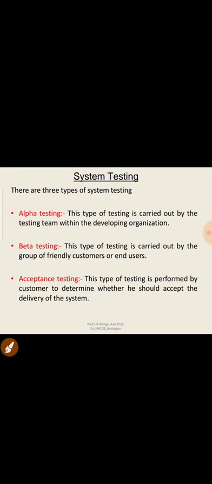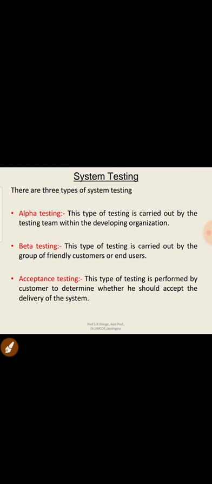Next is beta testing. This type of testing is carried out by a group of friendly customers or end users. So who performs beta testing? Beta testing is not performed by the testing team. It is performed by the customers or end users who are going to use the software.